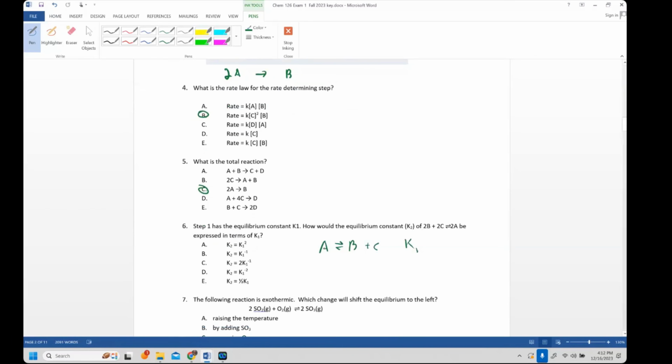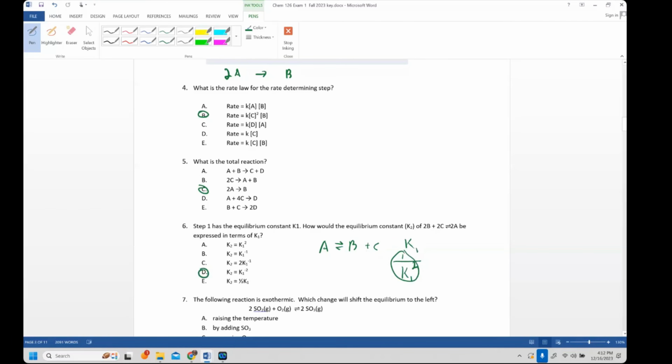Now we are manipulating this reaction. We're saying, all right, if you have 2B plus 2C yields 2A, that means you're multiplying everything by 2 and you're flipping it. So if we multiply by 2, we take K1 and we square it. If we flip it, we're taking it to the negative 1, so 1 over that. So the new K is going to be equal to 1 over K1 squared, which is the same thing as K2 equals K1 to the negative 2, which is D.